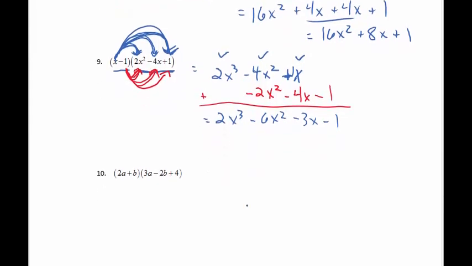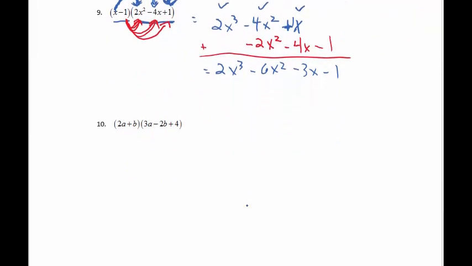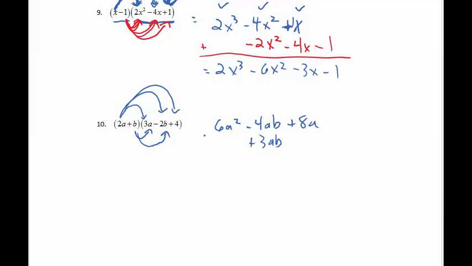Okay, and then finally, number 10, last one. Same idea. Why don't you pause the video and try this one? Check back with me, see if you get this. 6a squared minus 4ab plus 8a plus 3ab minus 2b squared plus 4b.